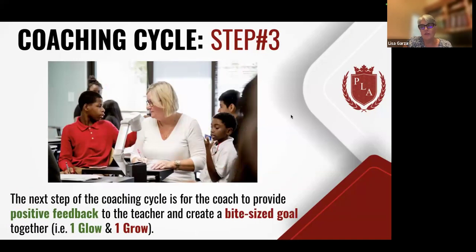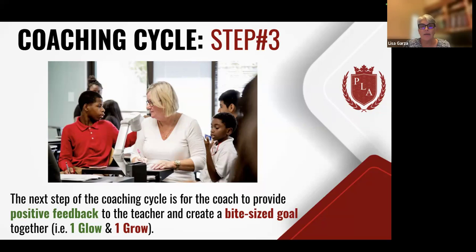During that coaching conversation, we also have step 3 happening, which is when the coach is providing you with some positive feedback. Again, remember that observations in the coaching cycle are not meant to be punitive. The coach is there to help you grow in your teaching craft. And so as a coach, we definitely want to provide some positive feedback. They're going to give you at least 1 or 2 things that you did well as a teacher during that observation.